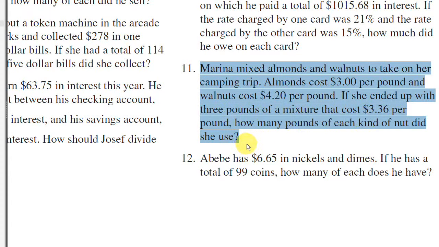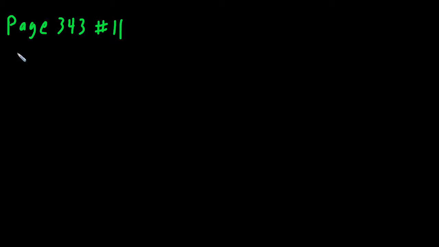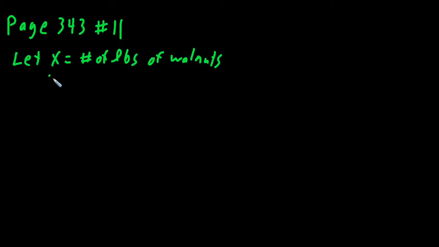Well, this is really similar to the last two problems I worked, number 7 and 3, with just a very slight difference. So we want to figure out how many pounds of almonds and walnuts. So we need to designate our variable. So I'll go back to the workspace. I'll let x equal the number of pounds of walnuts, and y be the number of pounds of the almonds.